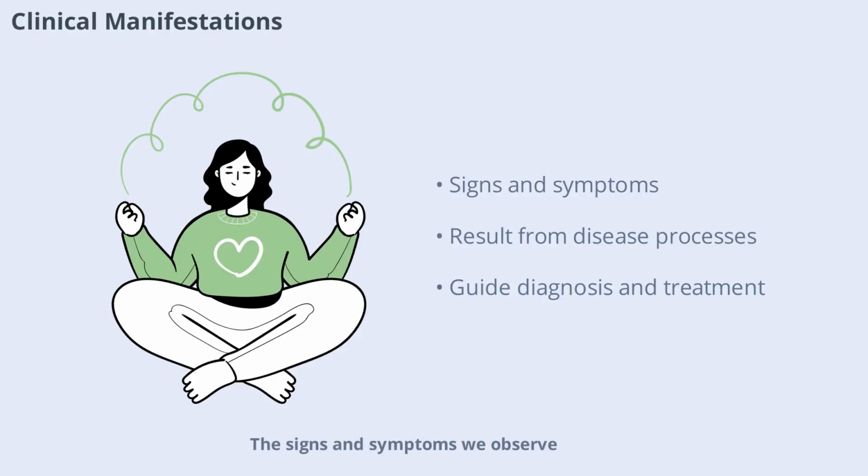Signs and symptoms we observe in patients are called clinical manifestations. These are the outward expressions of the underlying pathophysiological processes. For instance, fever, pain, or swelling are common manifestations of infection or inflammation. By linking clinical signs to their pathophysiological roots, healthcare providers can make more accurate diagnoses and choose effective treatments. Understanding these connections is vital for patient care.